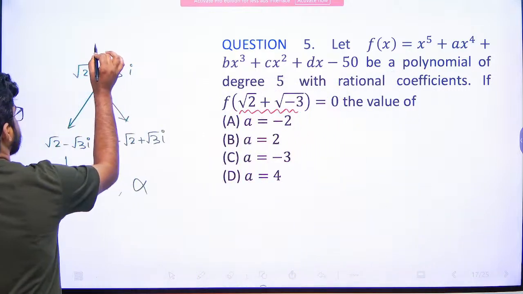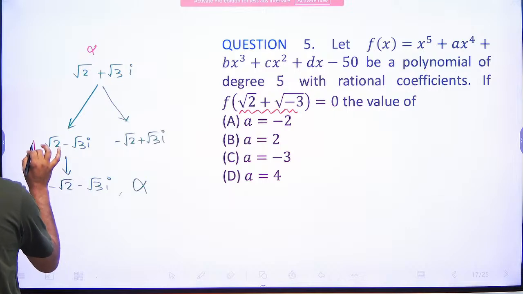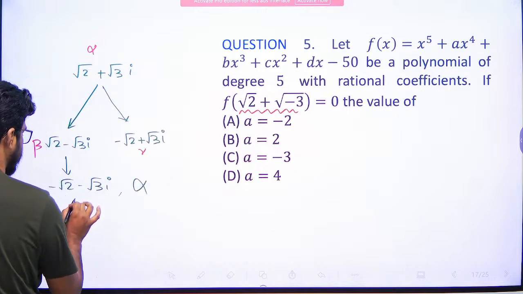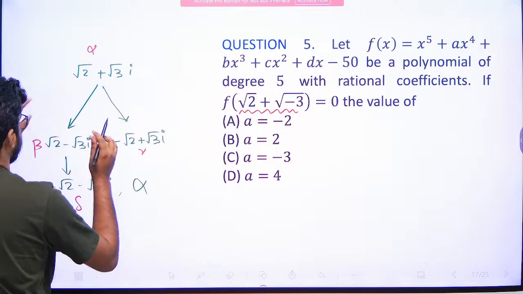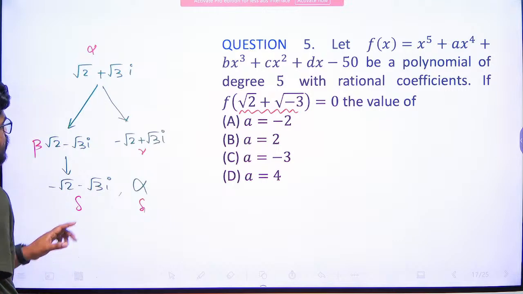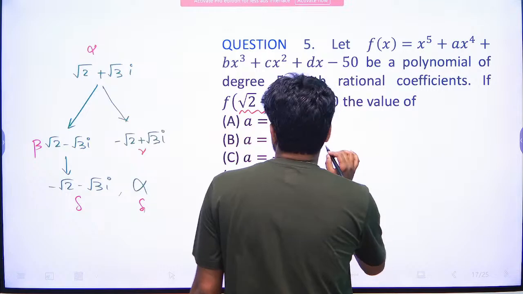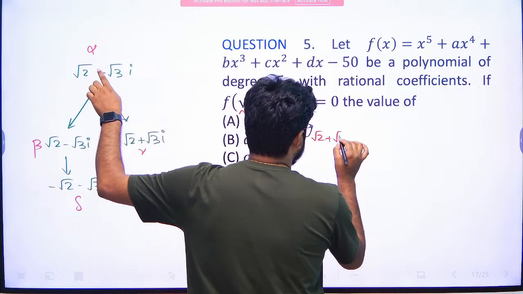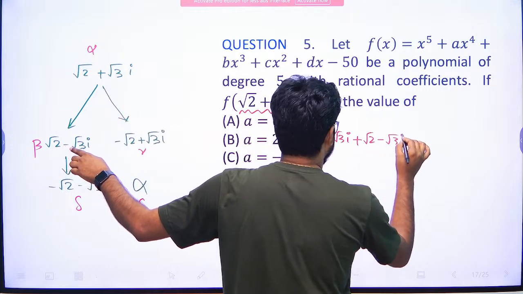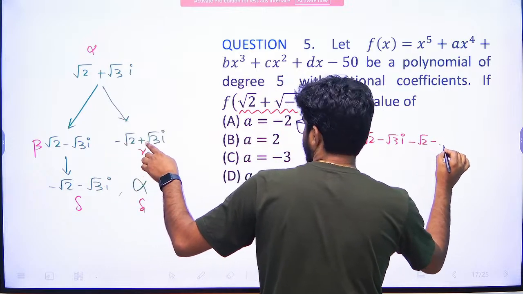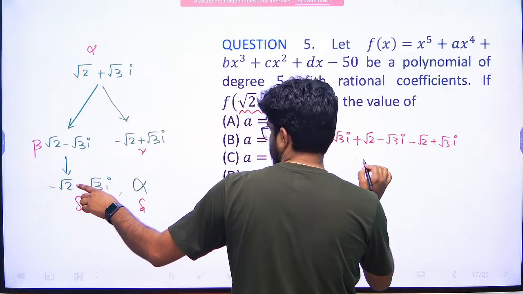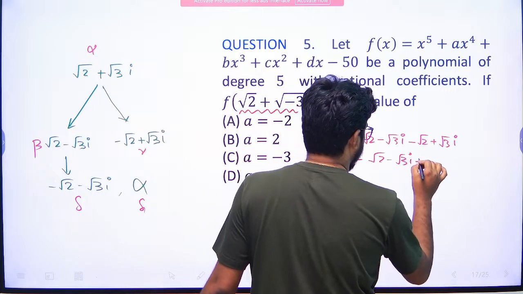Suppose this is alpha, this is beta, this is gamma, this is delta. Let's take delta 1, sum of the roots. What will that be then? So root 2 plus root 3i, plus root 2 minus root 3i, minus root 2 plus root 3i, minus root 2 minus root 3i, plus alpha.